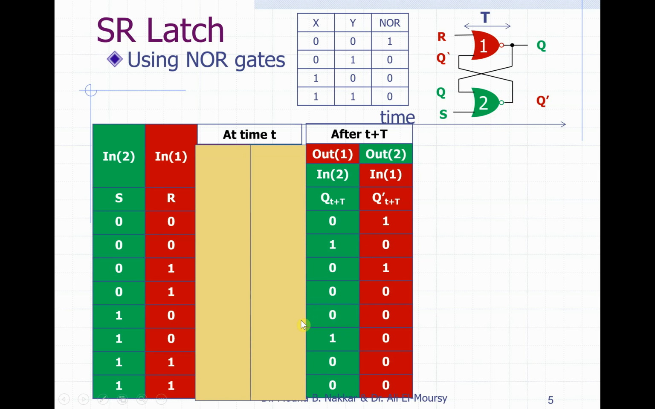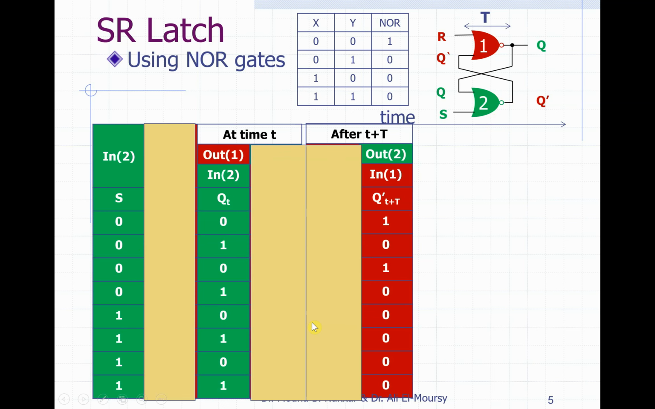1 NOR 0 is 0, and so on. 1 NOR 1 is 0. 1 NOR 0 is 0. 1 NOR 1 is 0, and so on. So we drive the column for Q bar at T plus tau. So all of this is after T plus tau.